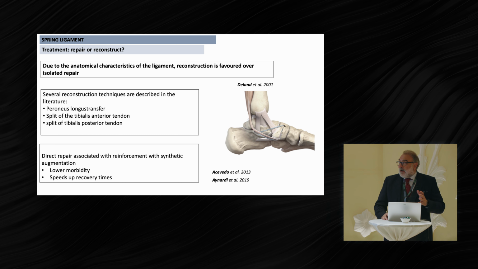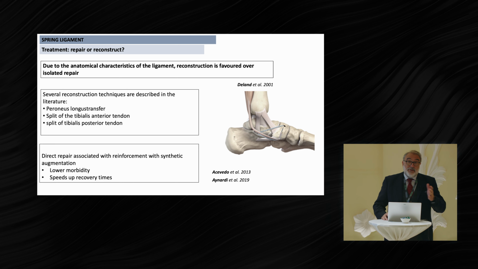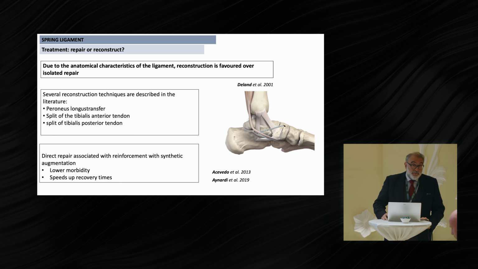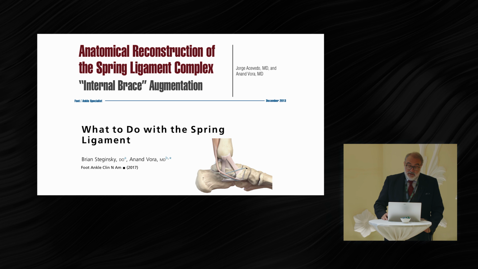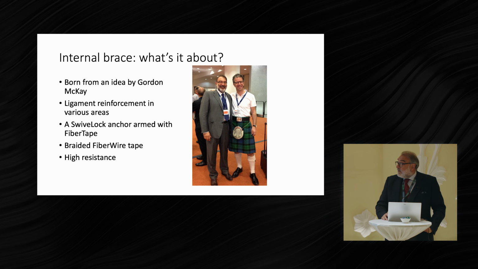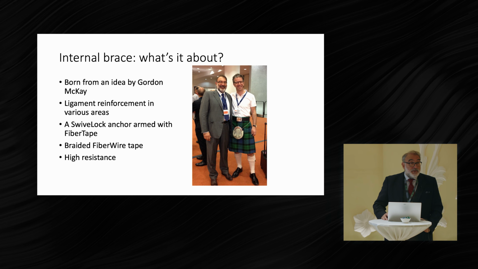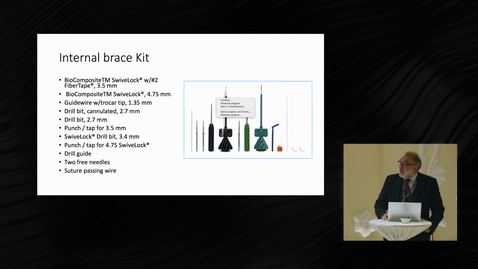So which is the goal of this treatment? To reconstruct the spring ligament or to repair. If we repair, a direct repair usually is not enough, so we need a reinforcement, and in this case, the use of the internal brace is crucial. We all know what is internal brace. And this is the internal brace kit.